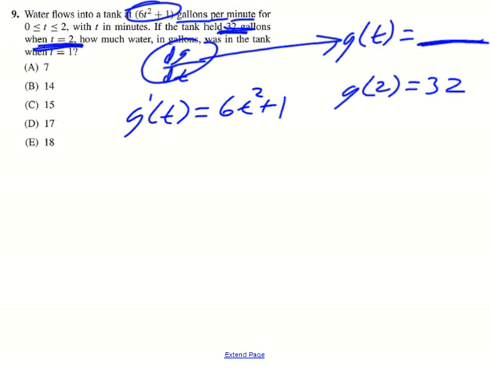And so this is what we've got right here. And now what we're really trying to find is G of 1. So we want G of 1. Okay, now this may seem complex.